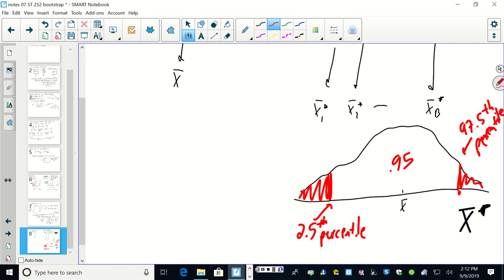Yes? In your examples, is there a reason you used 1,000 for the number of bootstrap samples? Well, I think 1,000 is about enough.